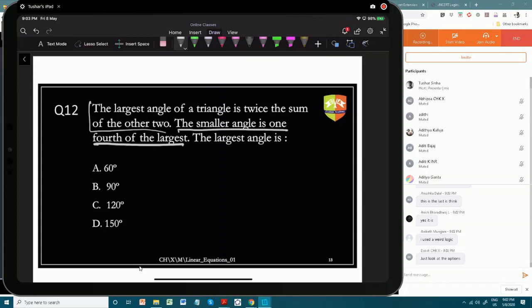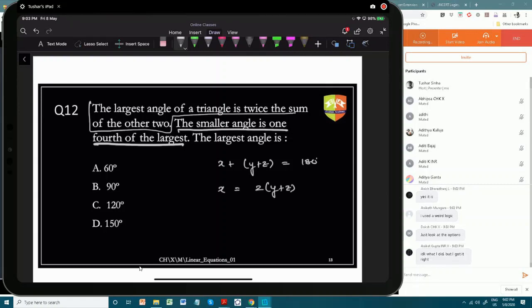This itself was over. The largest angle of a triangle is twice the sum of the other two. So even if you had taken X, Y and Z, X plus Y plus Z is 180, and X is given as 2 times (Y plus Z). Even if you did it for the sake of it, you'll get X plus Y plus Z written as X plus X by 2, equals 180. So clearly X is 120 degrees.